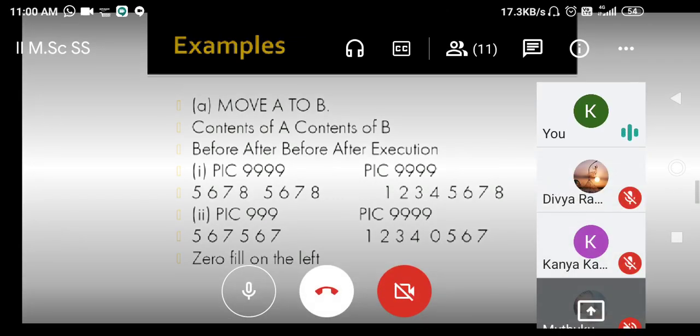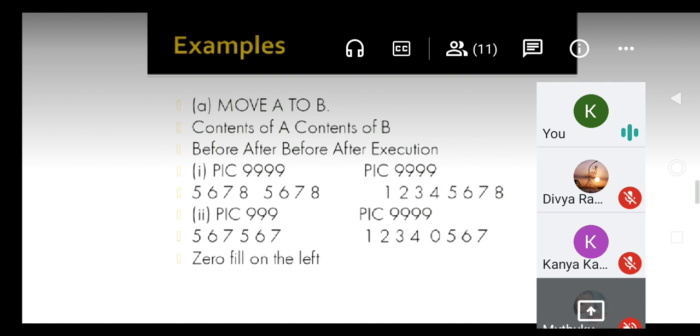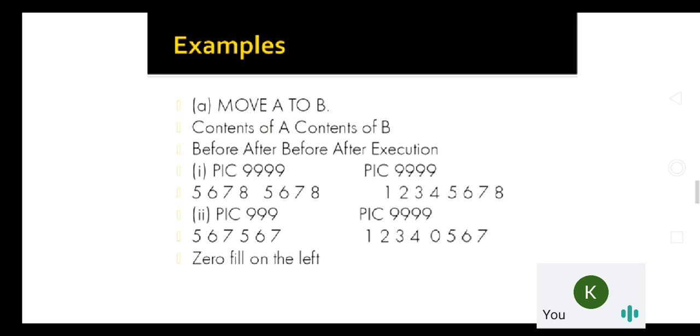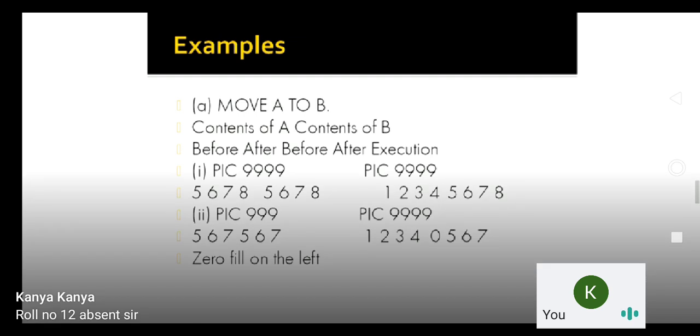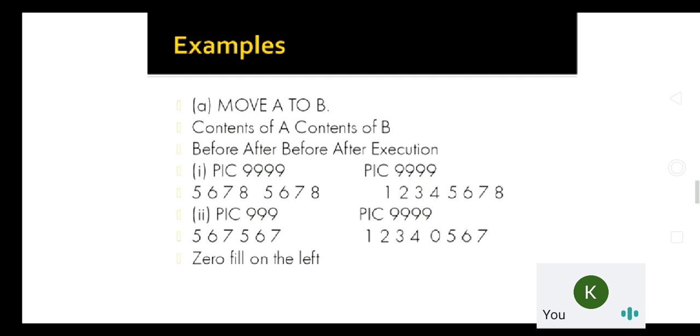So from A, which is going to have the value 5678, now we are passing this particular value to the identifier B. And after using this data movement verb, the identifier B is going to have the value 5678, because both A and B have the same picture class with 4 9 positions. So here it gives the same result. Both A and B are going to have the same value 5678.